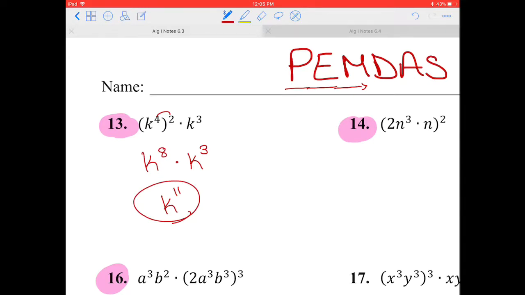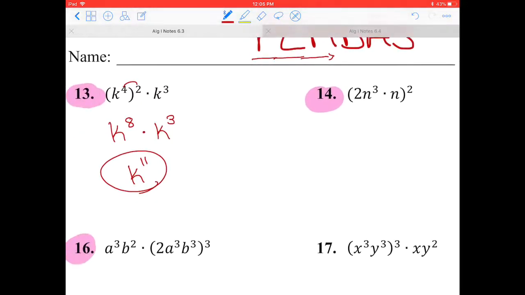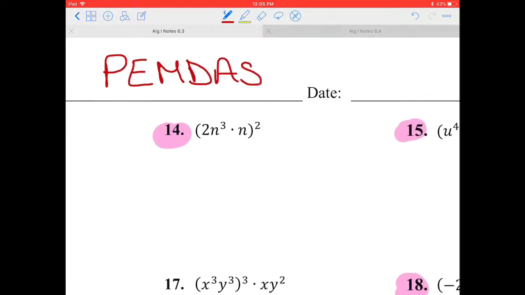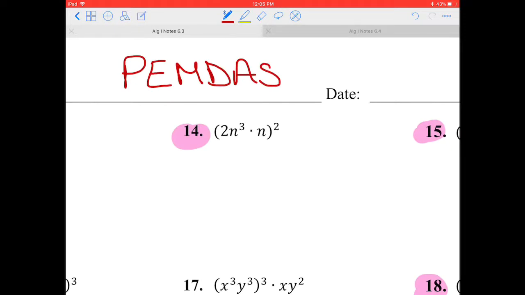Attention staff, please release those students that have Mod 8 lunch at this time. Only those students that have Mod 8 lunch at this time. All other students will remain in their classes until dismissal at 12:30. Thank you.